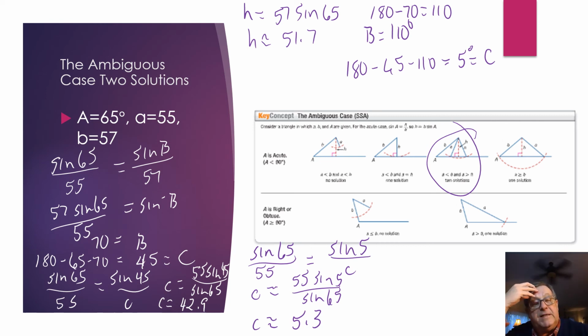And then to find side C, we go back again to things we were given, which was the angle 65, side of 55. So we set up the sine of 65 divided by 55, side A, equals the sine of angle C, which we said could also be 5, over side C, which is what we were trying to find, such that side C would be equal to 55 times the sine of 5 divided by the sine of 65, and from that we said C would be approximately 5.3.